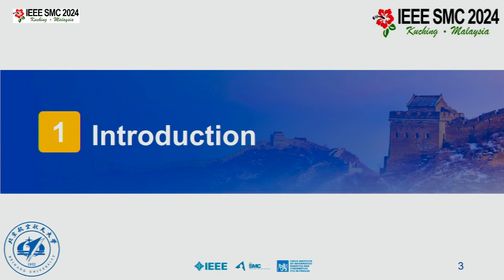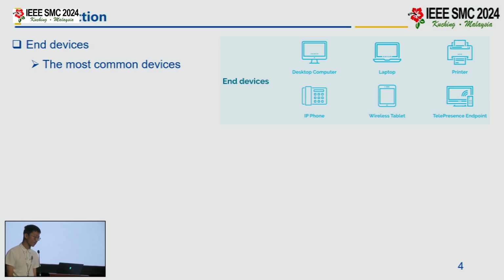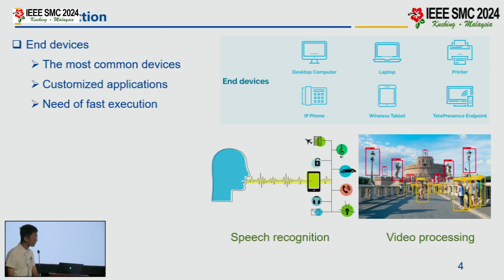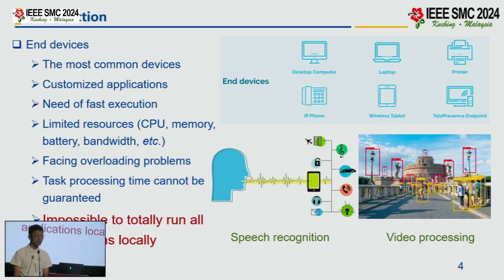The first is introduction. End devices are the most common devices in our daily life, like laptops, cell phones, the printers, and so on. They often have customized applications, and they need fast execution, like speech recognition, video rendering, and so on. However, they have limited resources such as CPU and memory, so they often face the overloading problem, and thus the task processing time cannot be guaranteed. Therefore, it is impossible to run all tasks on them.